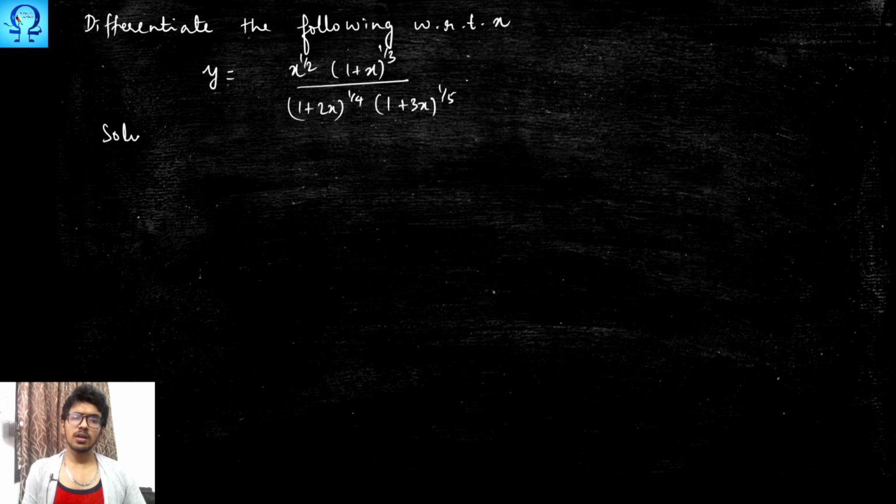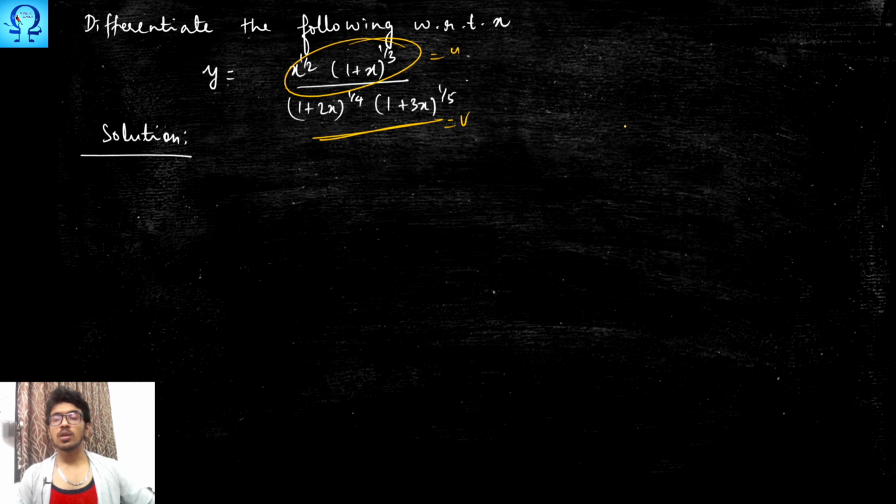Okay, if you look at this problem, you may take the numerator. There are two ways of doing it. Let me explain both the ways. If you take your numerator to be u and your denominator to be v, then you can go with the quotient rule. That is one way.